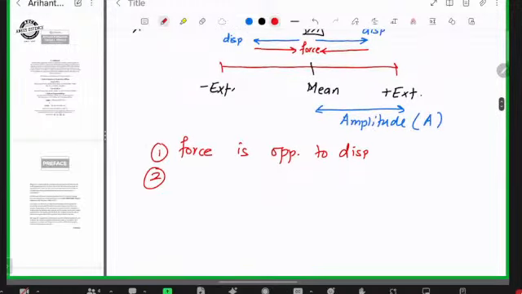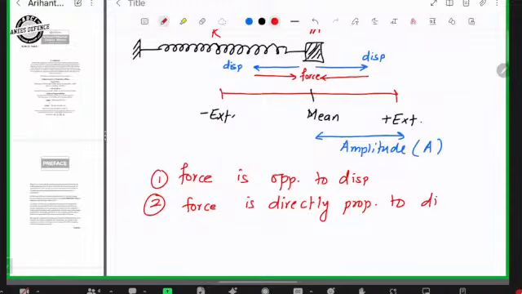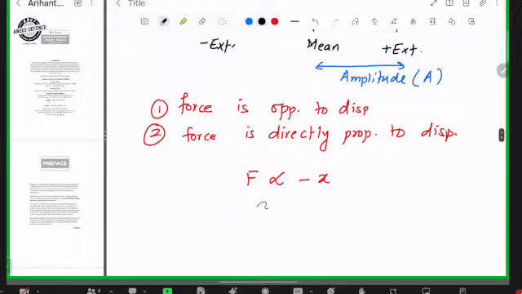The second condition is that when you stretch by a smaller amount, the force will be smaller. When you displace it by a higher amount, the force will be higher. That means force is directly proportional to the amount of displacement. Combining these two, we can write F is directly proportional to minus X. Negative indicates the opposite direction, and X is the displacement. Introducing a constant, I can write the complete equation F is equal to minus K x.